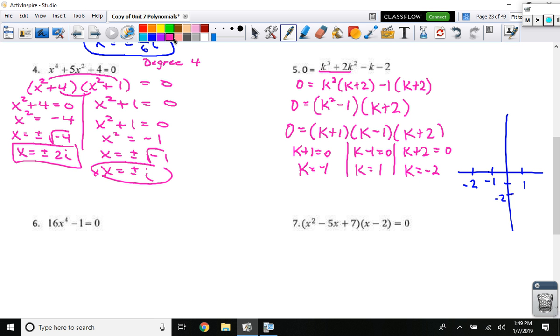What do I know about the end behavior? Low to high. It's odd, and the lead coefficient is positive. So I know it's going to start down here somewhere low, and then it's got to go through here. And it's got to come above at some point, but then it's got to turn around and come back through, correct? Then it's got to come down, pass through -2 at some point, but then it's got to turn back around and come through that point.